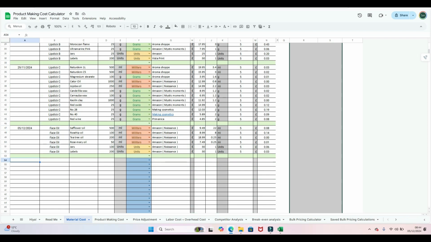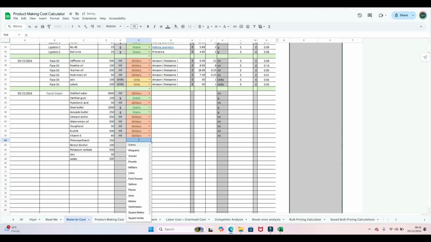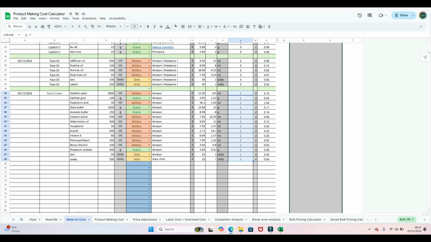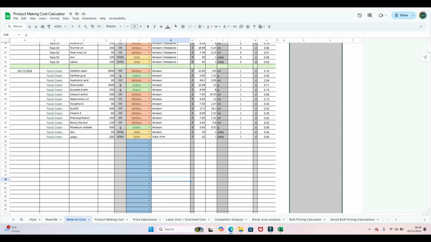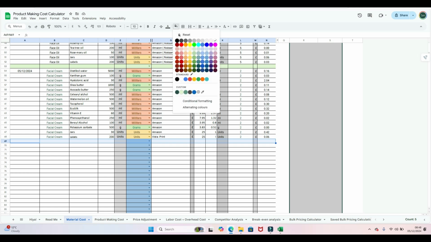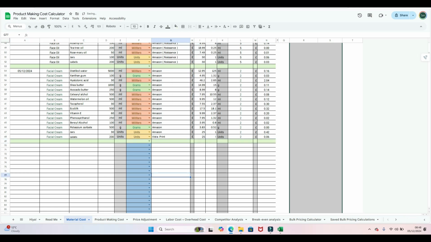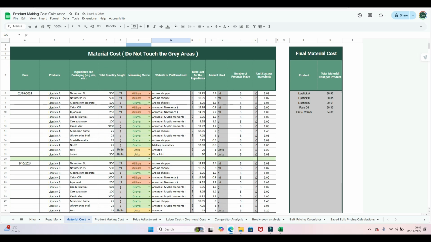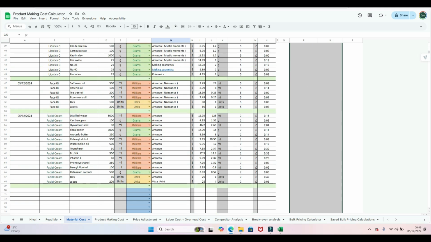Let's add another product. So on December the 5th, next, what I always do is I add a separator. You can do this manually. Just drag your mouse across the screen, and then just change the color. So this makes it easier for the next calculation. It also makes it easier for you to visually see everything.